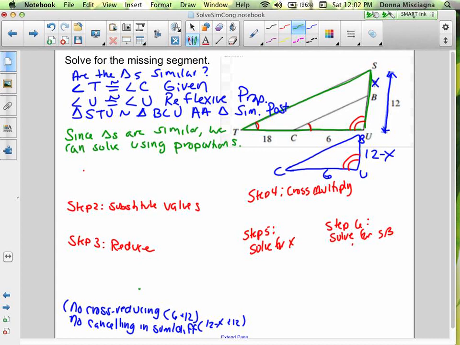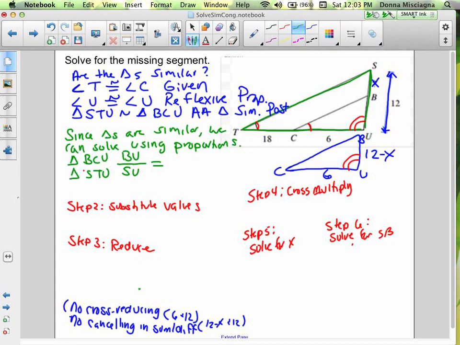However, we do have the x included in the side BU. Even though we're not solving for that side, really, we're solving for x, we can use side BU because BU is the whole thing, 12, minus that little segment, minus the x. It includes the x, so let's use that segment. Triangle BCU I'm going to put in the numerator, and the other triangle, triangle STU, in the denominator. Since I'm solving for x, I want BU in the numerator. BU corresponds with SU in the other triangle.